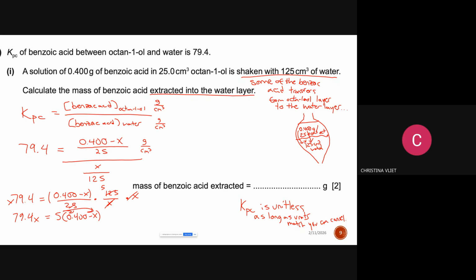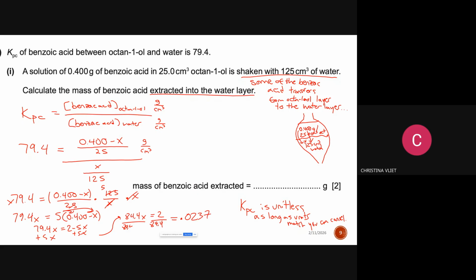And hopefully I wrote that down. Let's see. I got 79.4x equals 2 minus 5x. I move 5x to the other side. I get 84.4x equals 2. Divide by 84.4 on both sides. And I got 0.0237 equals x.